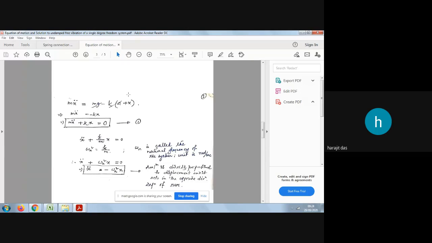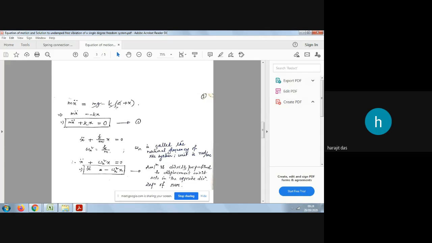Newton's second law of motion, isn't it? Where summation of external force will be equal to m into a, mass into acceleration. Okay, so these are the external forces which were acting on the system. One was the downward force, another was the spring force.